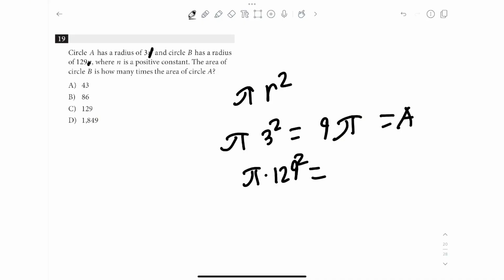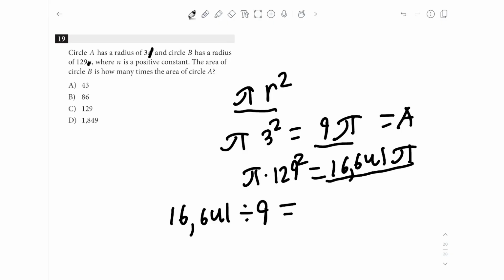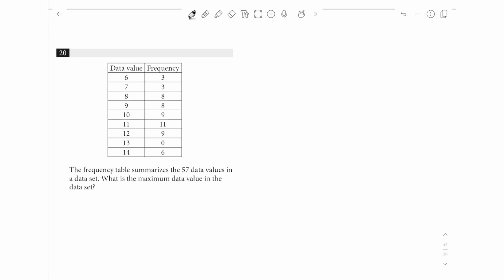129 squared, because pi r squared. That's going to be 16,641 pi. So we can just divide 16,641 pi by 9 pi. Or we can just do 16,641 divided by 9, because if they both have pi and we're dividing by it, they're going to cancel out anyway. And that's going to give us a final answer of 1,849, which is D.